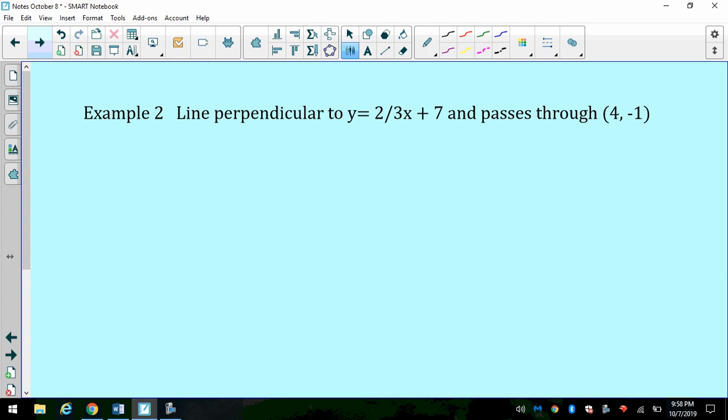In the second one, we want the line perpendicular to this line, y equals 2/3 x plus 7, where it passes through the point 4, -1. The given slope is 2/3. So the perpendicular slope is going to be the opposite reciprocal, so -3/2. We have to pass through the point 4, -1.